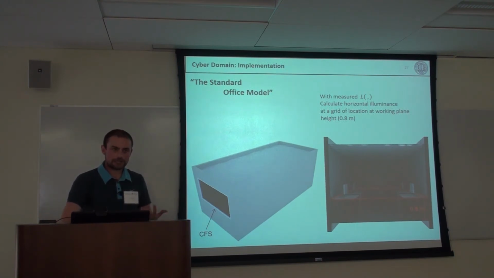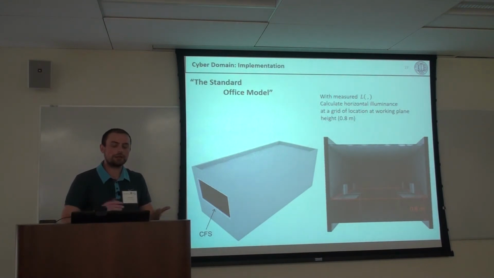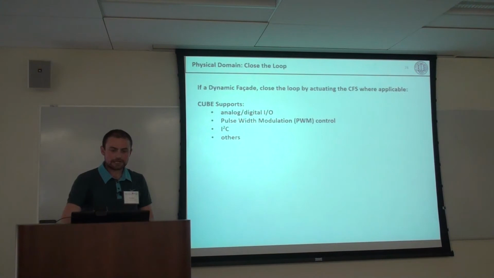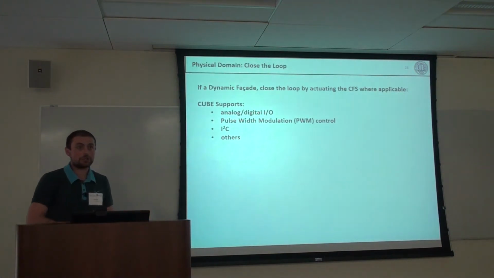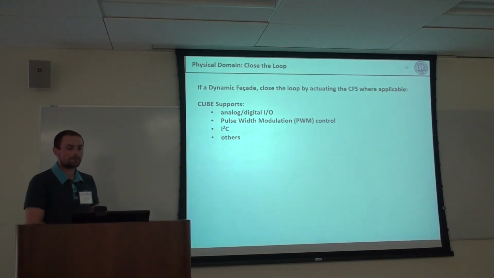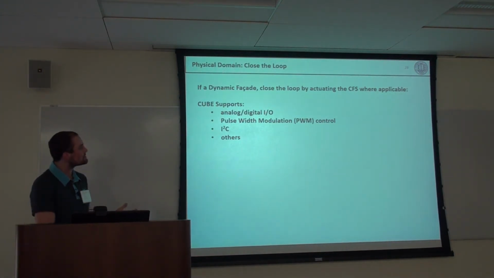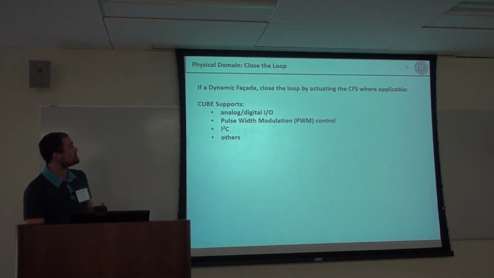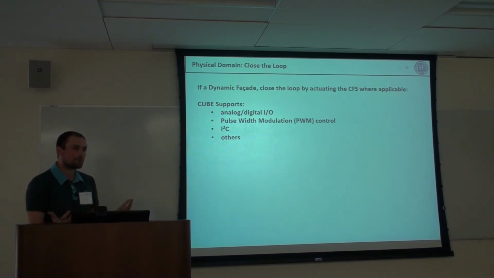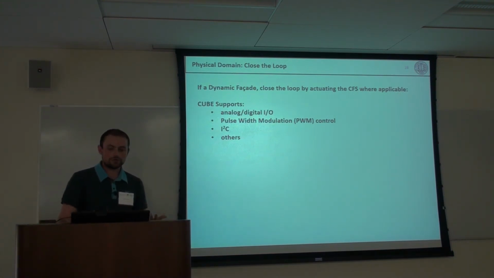Now, if it's just a traditional facade that doesn't have any dynamic component, that's it, and we can go from there. But a lot of facades now are able to close the loop on these. Within this cube specimen here, we have a couple of different outputs we can control. You have analog to digital I/O, basically pins on a DAC. We can do PWM with those, we can do I2C with those. Basically, any type of protocol you can imagine, we can do that.